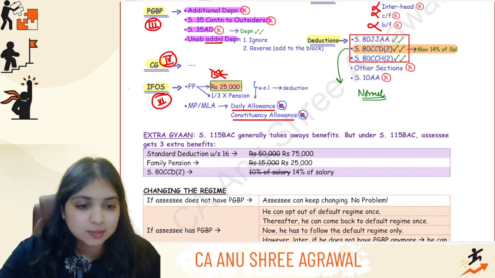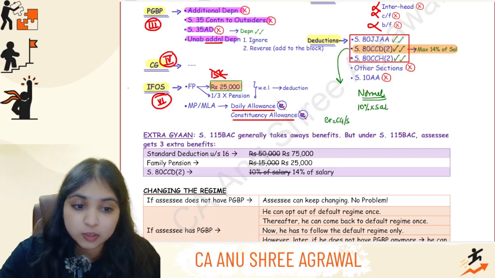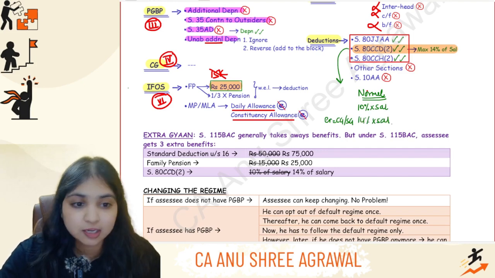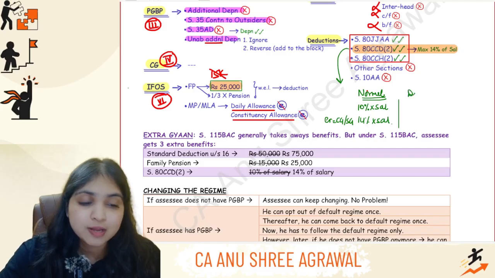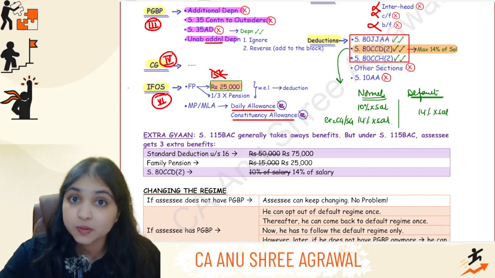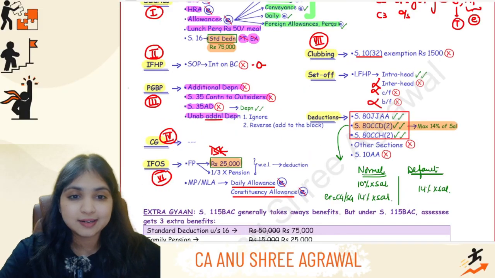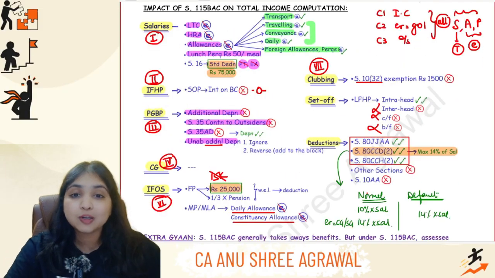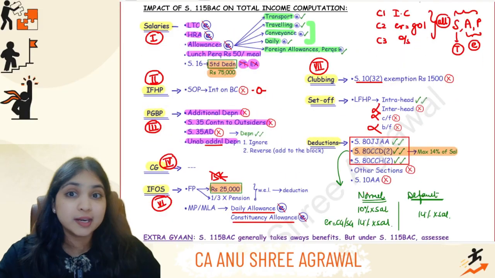Under the normal regime, generally you get a maximum of 10% of salary as a deduction. But if the employer happens to be the central government or state government, then the maximum is going to be 14% of salary as a deduction. However, if the assessee is following the default regime, irrespective of who the employer is, the maximum deduction is going to be 14% of salary. So this is your entire discussion with respect to the impact of 115BAC on your income computation.